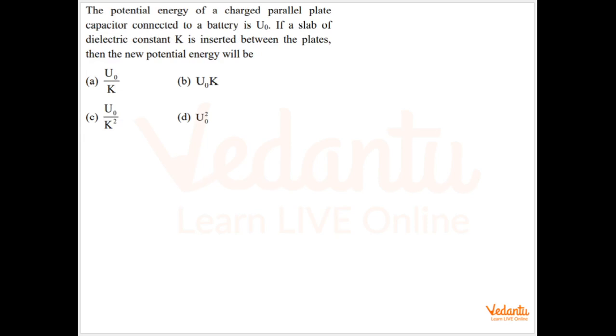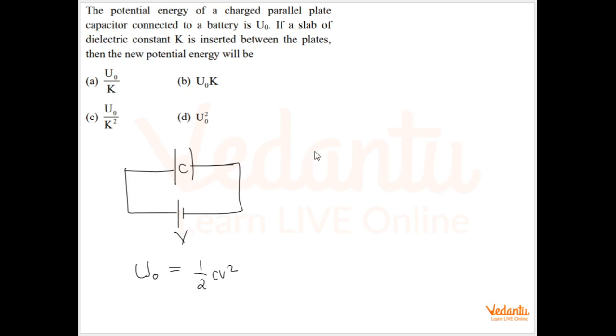In this question, beta, the potential energy of a charged parallel plate capacitor connected to a battery is U. So beta, there is a capacitor connected to a battery. Its potential energy is U naught. What will be U naught, beta? It will be half CV square.